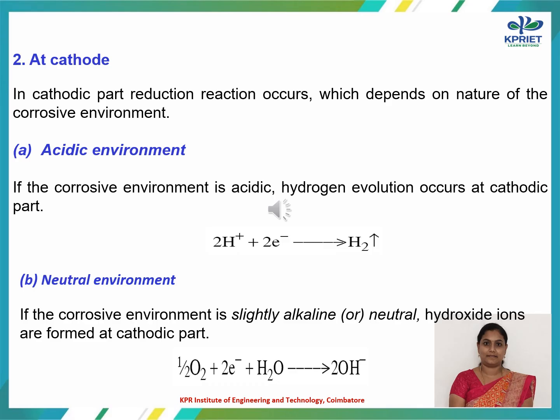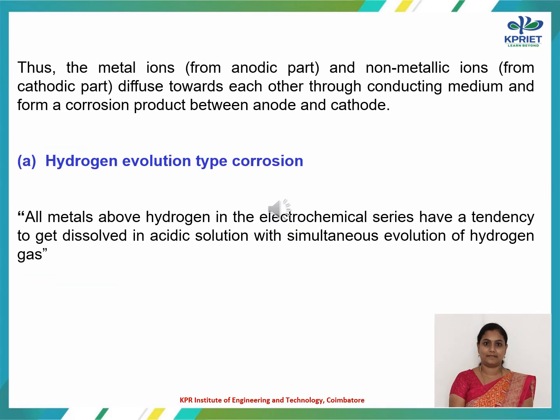The reaction will further continue due to the presence of two oppositely charged ions if the corrosion occurs in a neutral environment. Thus, the metal ion from the anodic part and non-metallic ions from the cathodic part diffuse towards each other through the conducting medium and form a corrosion product between anode and cathode.